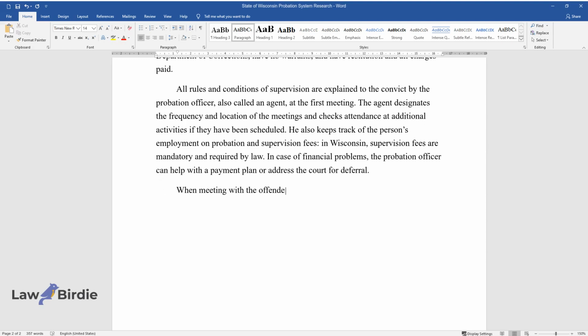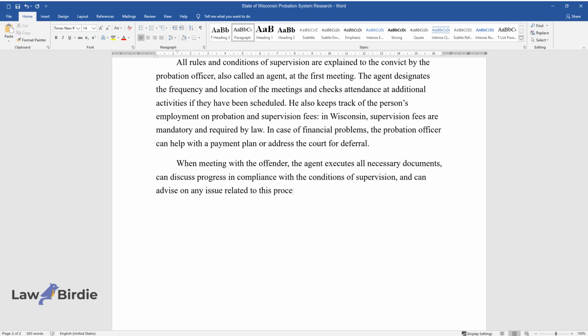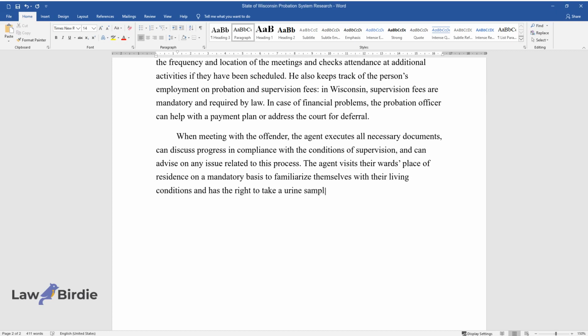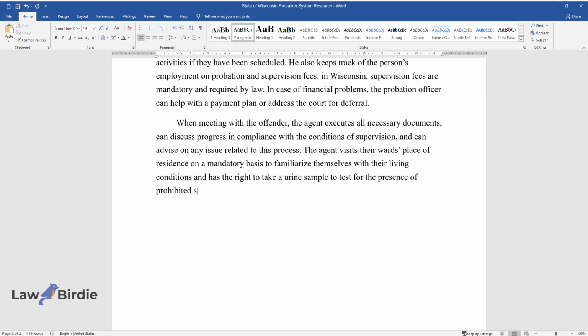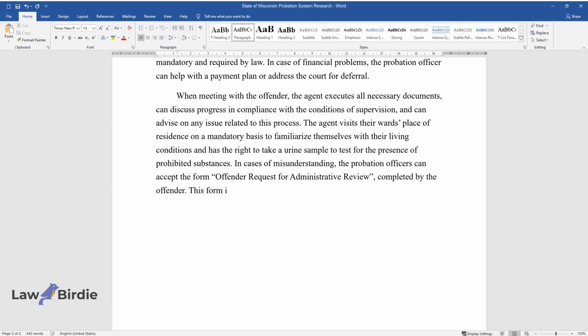When meeting with the offender, the agent executes all necessary documents, can discuss progress in compliance with the conditions of supervision, and can advise on any issue related to this process. The agent visits their ward's place of residence on a mandatory basis to familiarize themselves with their living conditions and has the right to take a urine sample to test for the presence of prohibited substances. In cases of misunderstanding, the probation officers can accept the form offender request for administrative review, completed by the offender. This form is submitted to the agent's supervisor for review afterward.